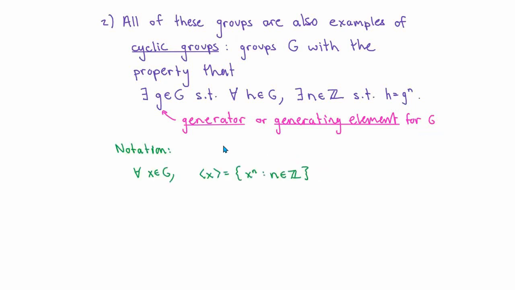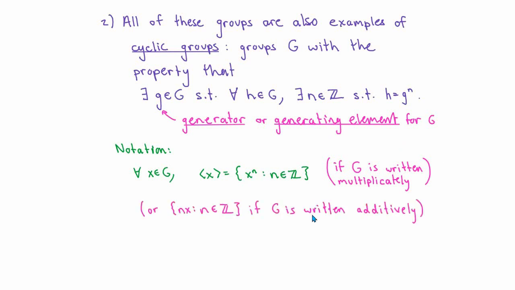A convenient notation that goes along with this is the following. For any element x in a group G, if we write triangular brackets x, we mean the collection of all group elements of the form x to the n, where n is an integer. This is, of course, assuming that G is written multiplicatively. If G is written additively, then when we write triangular brackets x, we really mean the collection of all group elements of the form nx, where n is an integer. But of course, these are two different notations for the same thing. The top is the multiplicative notation, and the bottom is the additive notation.